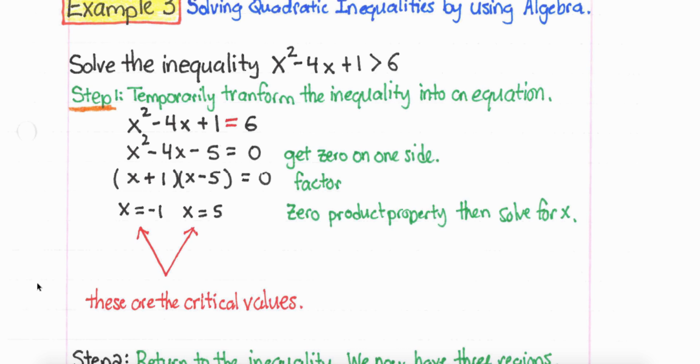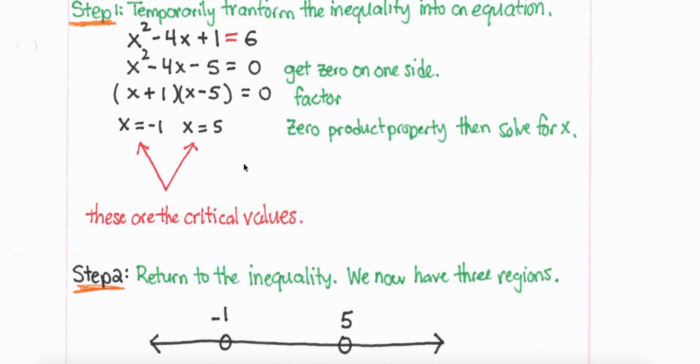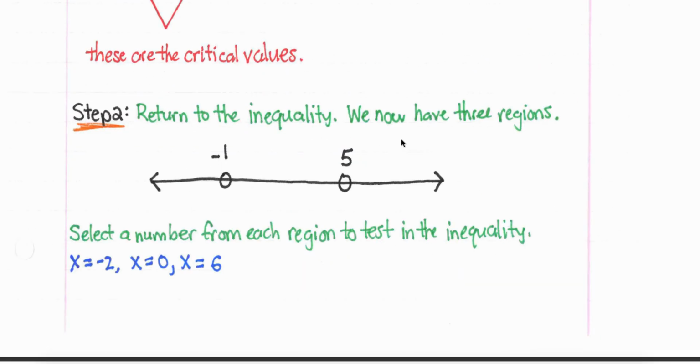Question: are those critical values part of the solution to the problem? No, they're not. Why? Because we're dealing with strictly greater than, not equal to. So we return to the inequality, and we now have three regions: 1, 2, 3. Choose any number you want from each region. Make them easy. So for example, the middle region, the easiest number is 0. The left region, -2. The right region, 6.